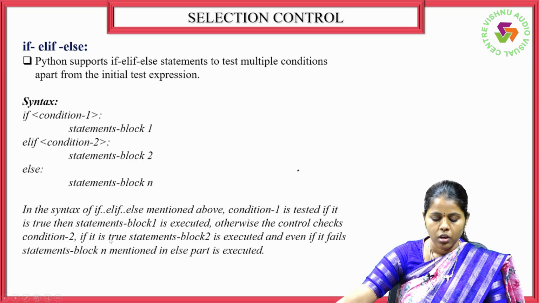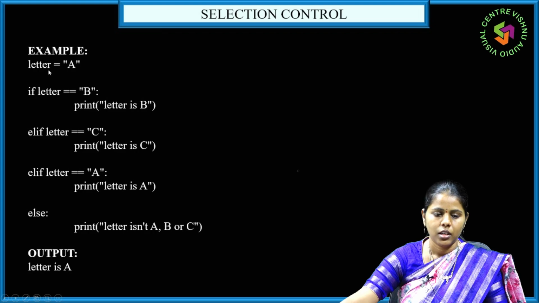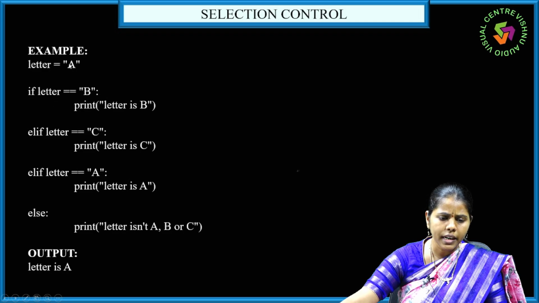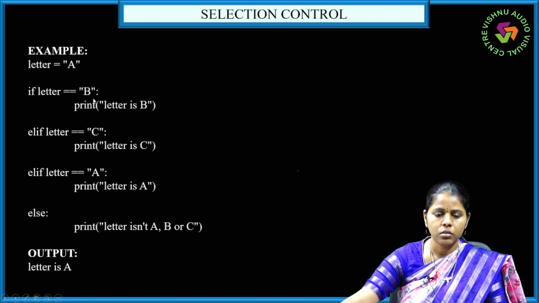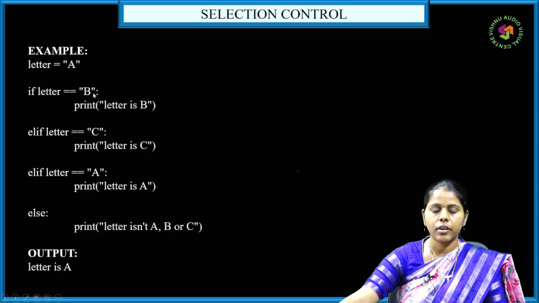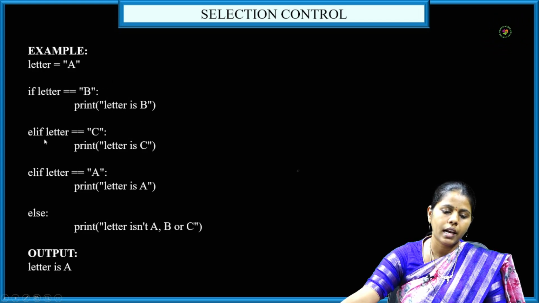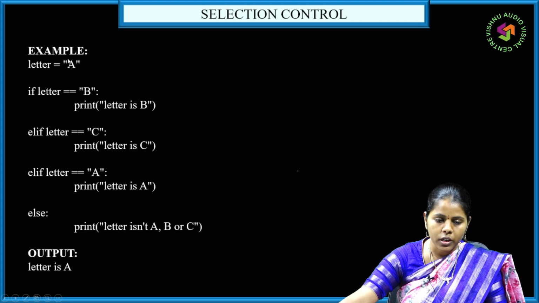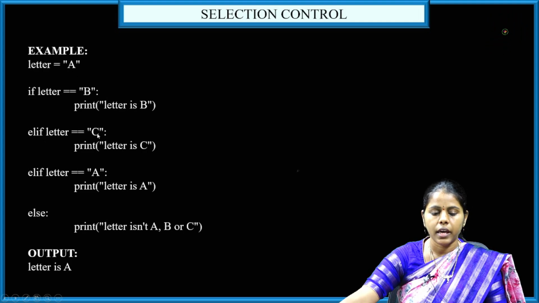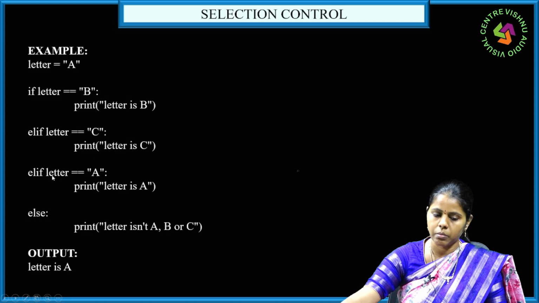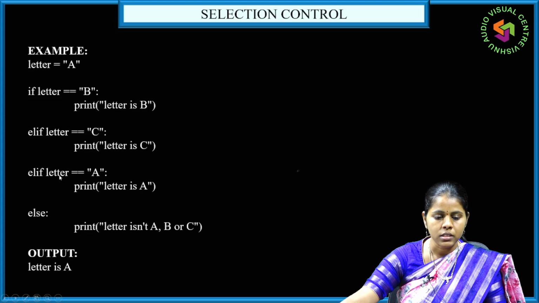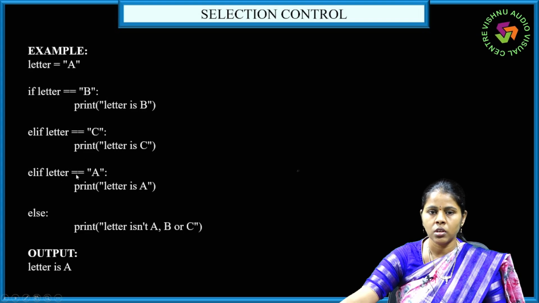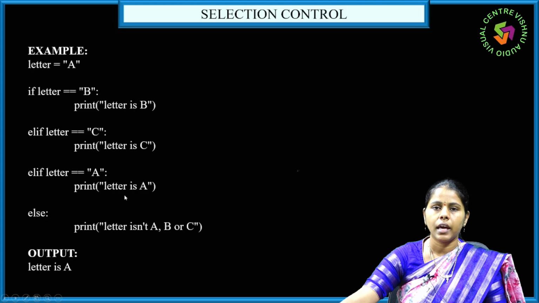So now let's take an example. Here I am taking letter equal to A. It will check if letter equal to B. Here I am giving the letter value as A. So A equal to B? No. So it won't execute this if condition. Next it will check the elif, letter equal to C. The letter value we have is A. So A equal to C? No, the condition is false. So it will check another elif statement, that is letter equal to A. So A equal to A, the condition becomes true, so it will execute letter is A.